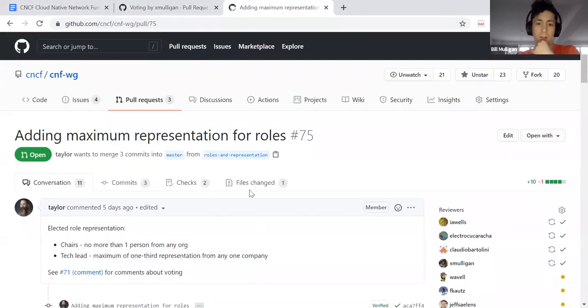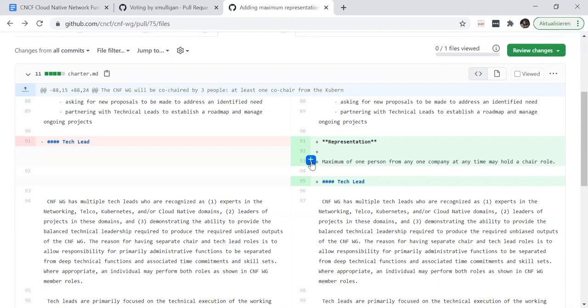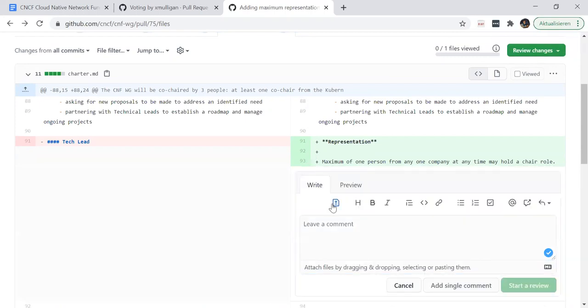Is it easiest just to change this to company slash organization? That would work, if that makes sense. Okay.